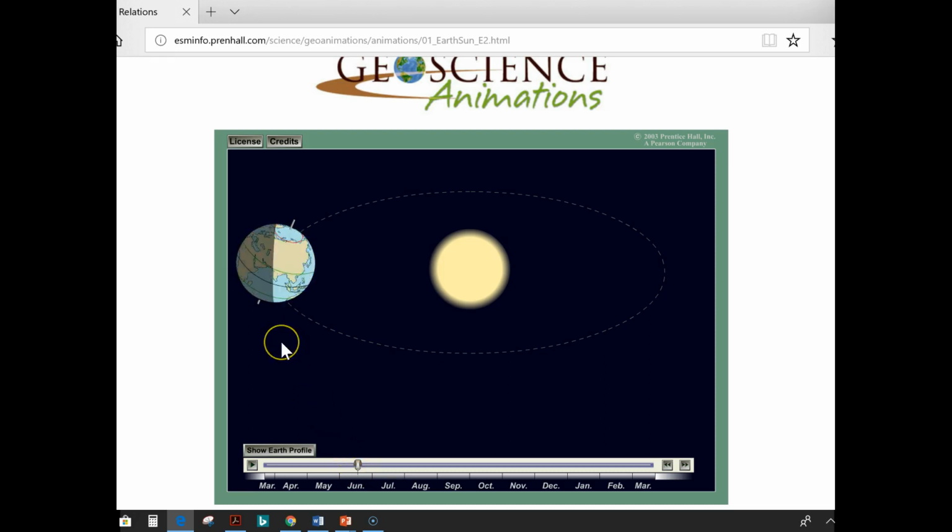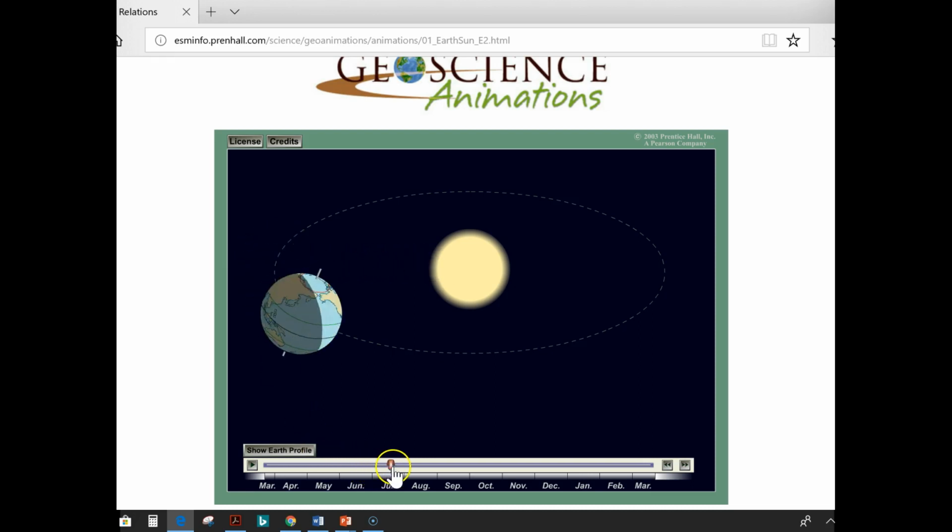If we look at this time of year right here, we're at approximately June 21st. This is called the summer solstice, and it is the longest day of the year. What causes these conditions is that the northern hemisphere is pointed towards the sun, so it is receiving more direct light from the sun.